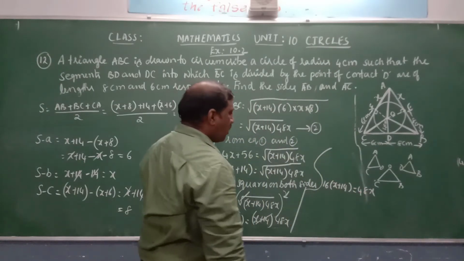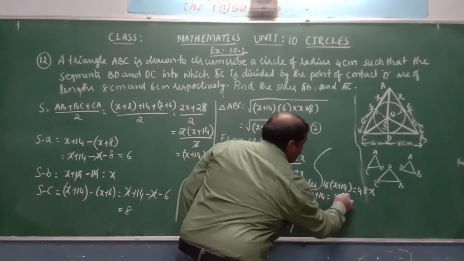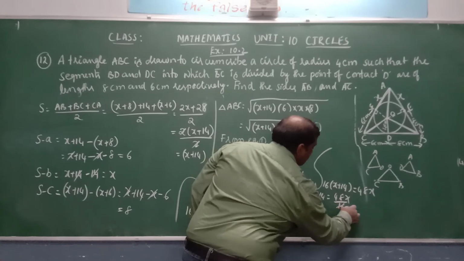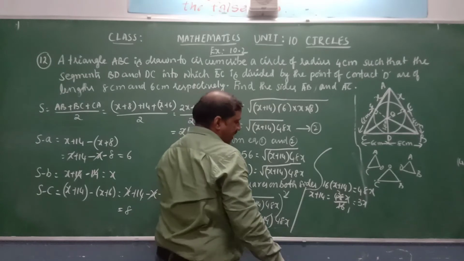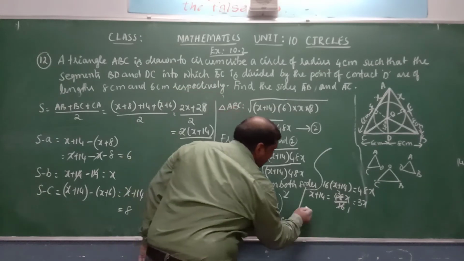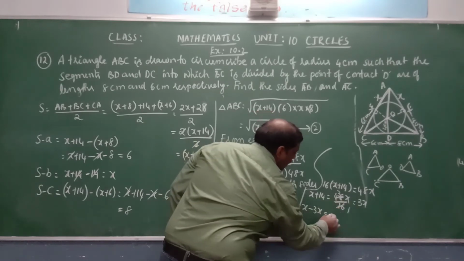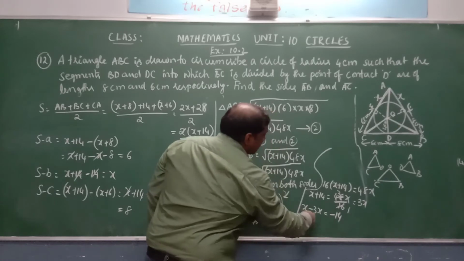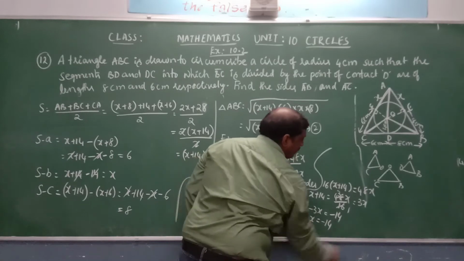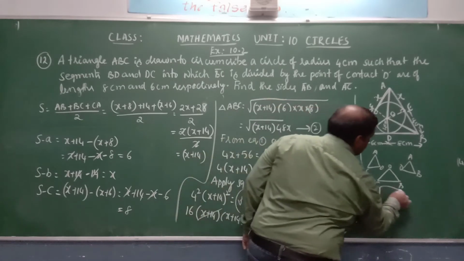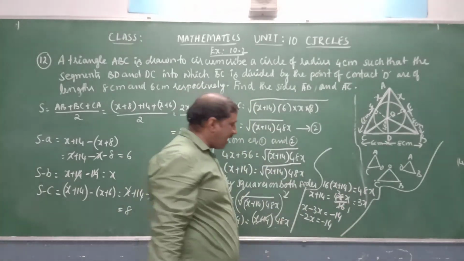48x we have. Now transpose 16 to that side, we get x plus 14 is equal to 48x by 16. 16 ones are 16, 16 threes are 48, that is equal to 3x. Transpose 3x to this side, so we get minus 3x. x minus 3x is equal to, transpose plus 14 to the side, we get minus 14. x minus 3x is minus 2x, that is equal to minus 14 we got.